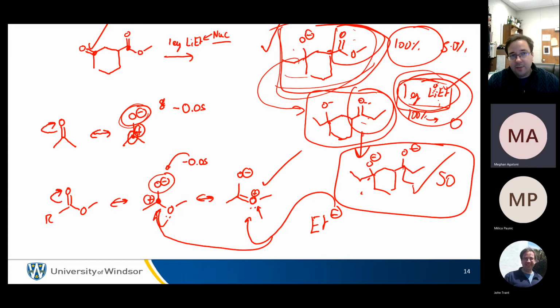Yes. I feel like this is a simple question, but I just can't wrap my head around it. Okay, so to take the ester to the ketone, that takes one equivalent, but then from the ketone to the alcohol, that takes half. No, it takes another equivalent. You still need another ethyl lithium. So ester to ketone takes one equivalent of ethyl lithium. Ketone to alcohol takes another equivalent of ethyl lithium.